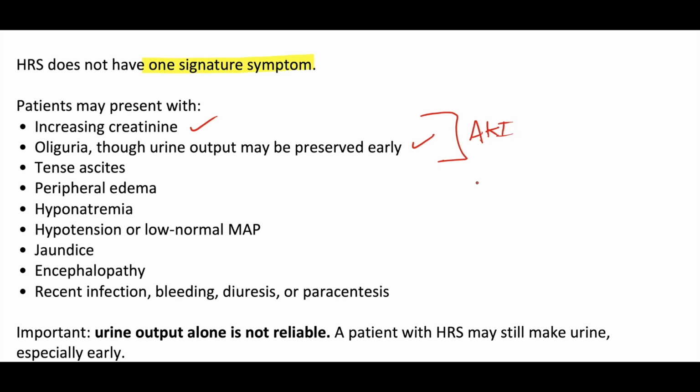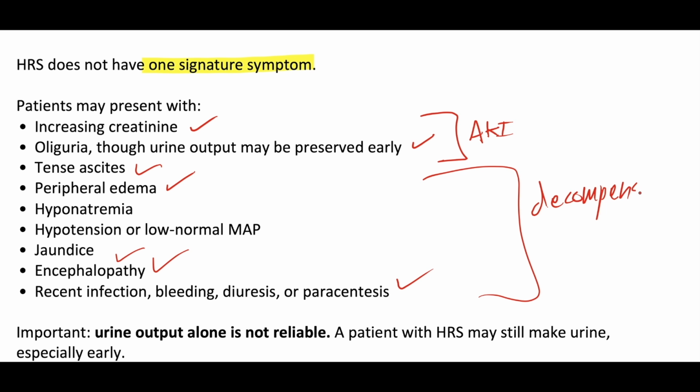But there are some hints, just in terms of general decompensated cirrhosis, that can lead you to know a patient is at much higher risk for HRS, right? Patients with tense ascites, a lot of extravascular fluid buildup like peripheral edema, jaundice, encephalopathy, recent infections, right? All these are things that suggest there's worsening decompensated cirrhosis that then place the patient at increased risk for HRS.